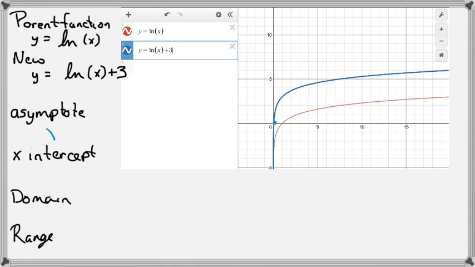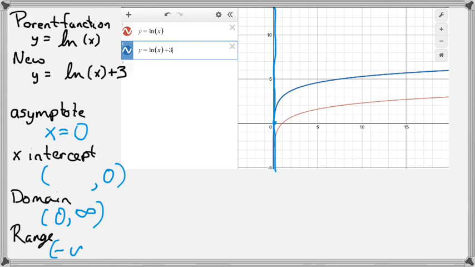So our asymptote is x equals 0, because we did not shift it to the right or left any. Our x-intercept is what we do not have to find unless we have the decimal feature on our calculator, and I forgot to plot that point, so we do not have it, but remember it's something, 0. Our domain is going to start at our asymptote and continue up to positive infinity. And your range is from negative infinity to positive infinity.